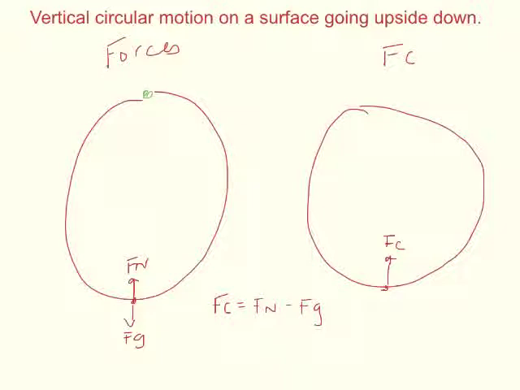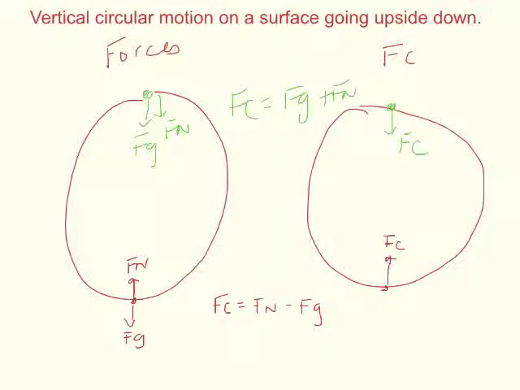Let's talk about the top. Here, Fg still points down, but if you think about the fact that it's an upside-down roller coaster, your surface will be underneath you, so your normal force points down, and Fc points down. So Fc is equal to Fg plus Fn, because they both point in the same direction as Fc.